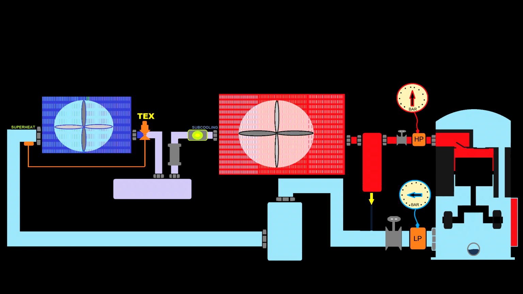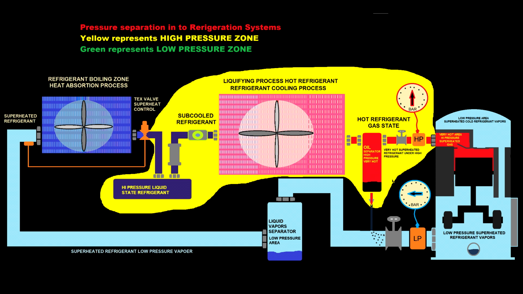And then the refrigerant is cooled, continuing its journey to the thermostatic expansion valve, where it is restricted and injected into the evaporator. In the evaporator it will absorb the heat, and the superheated refrigerant will return through the liquid separator into the compressor crankcase. If you look at the gauges on the compressor, the pressure on the high side is bigger than on the low side.